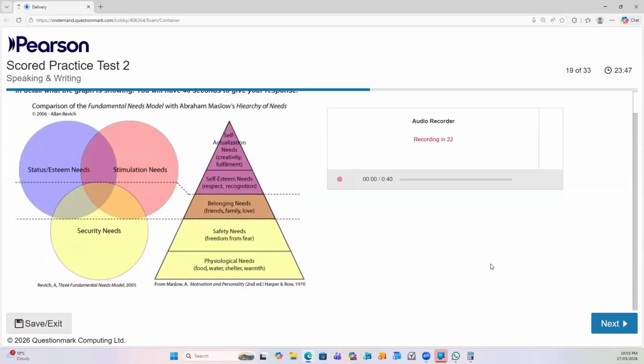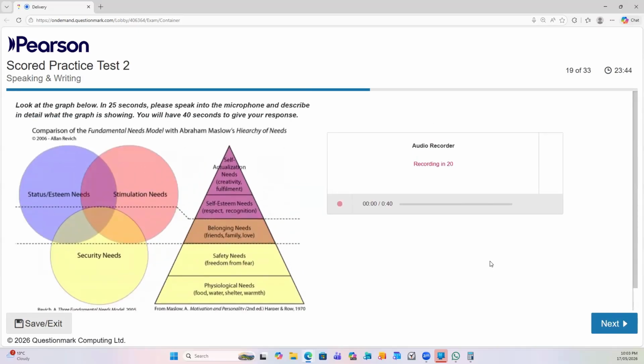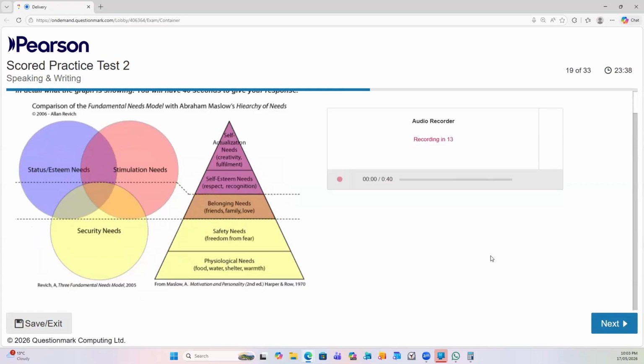The picture provides information about comparison of the fundamental needs model and Abraham Maslow's hierarchy of needs. Okay, self-actualization needs, self-esteem needs, belonging needs, safety needs, psychological needs, security needs, status needs, stimulation needs. Three fundamental needs.